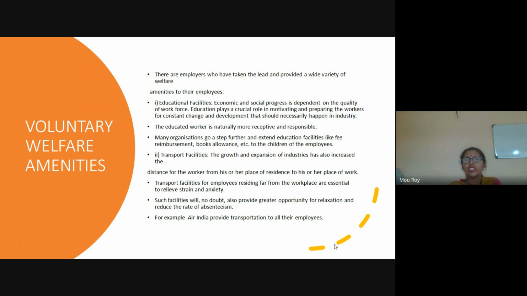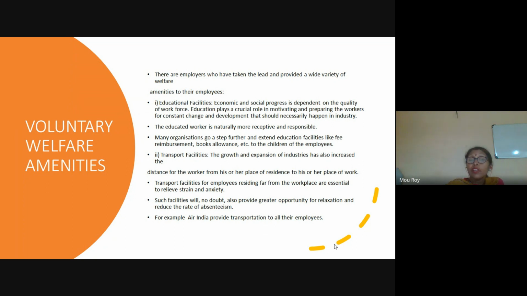And many organizations go a step further and extend education facilities like reimbursement of fees, as I told you, all these fee reimbursements, and book allowance to the children of the employees. What I told you earlier was about the employees, where the fees are being taken care of by the employer. But suppose you are working for any blue chip company in India, there are many companies where the employees are also being provided educational facilities for their children. They give the fees reimbursement, they get the book allowance. So all these are being given to the employees.